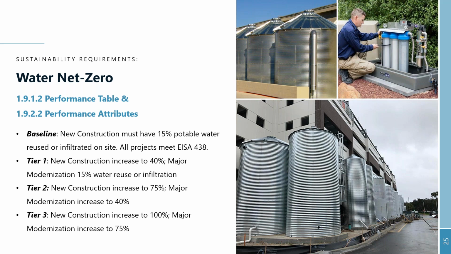And when they're moving to tier 1, that threshold increases to 40%, but they pull in major modernization projects needing to meet the 15%. Tier 2 moves to a 75% for new construction with 40% on the major renovation projects, with Tier 3 being 100% for new construction and 75% for the major modernization. You know, definitely and we've been experiencing it, rainfall events, there is a big focus on water use reduction.